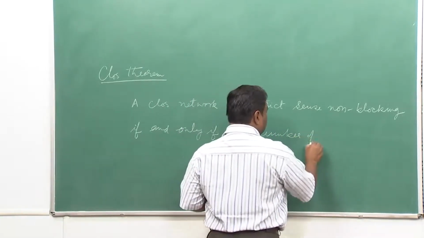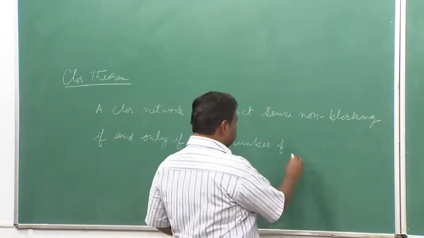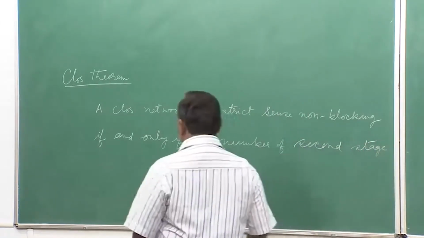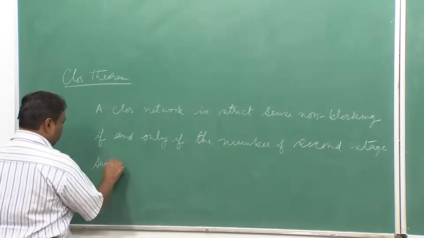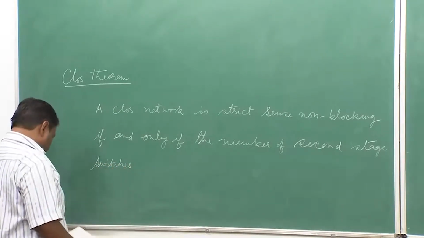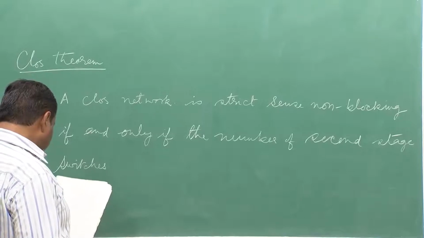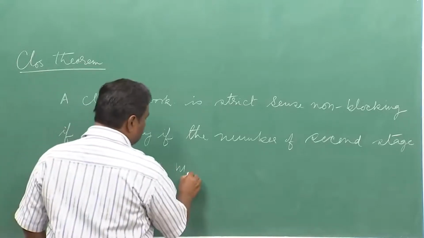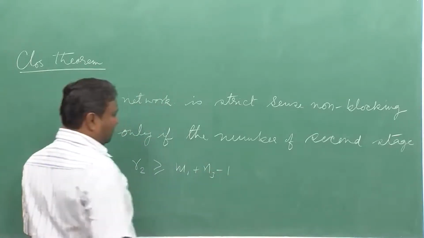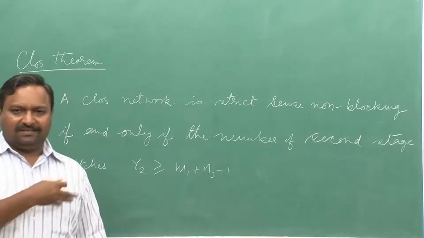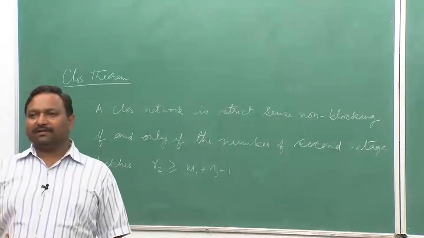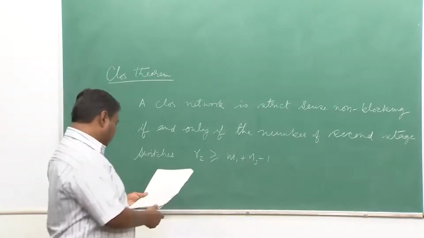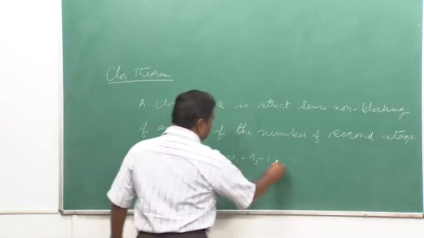The number of second stage switches R2 is greater than or equal to M1 plus N3 minus 1. So, when I had explained the same thing to you earlier, I have not given you the condition for sufficiency actually. I have never proved that, I only said this is a necessary condition. Okay.